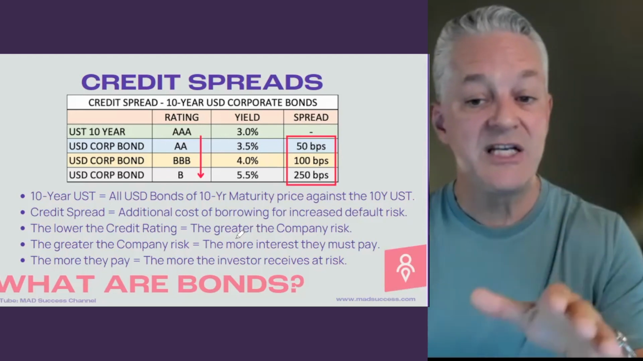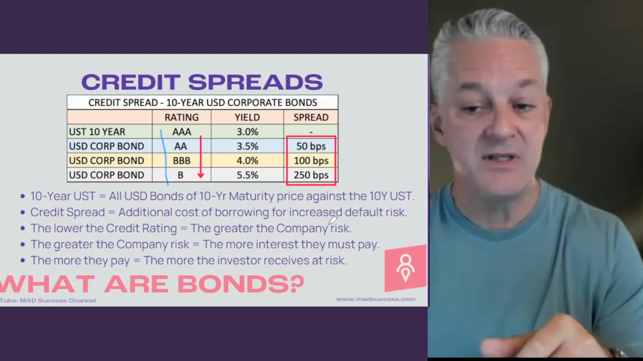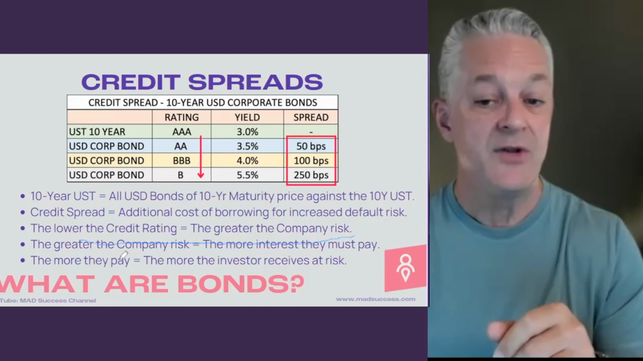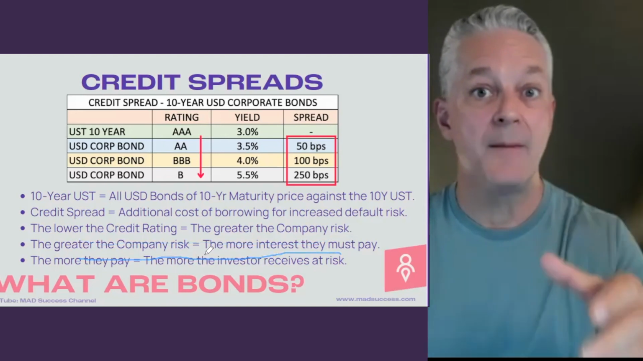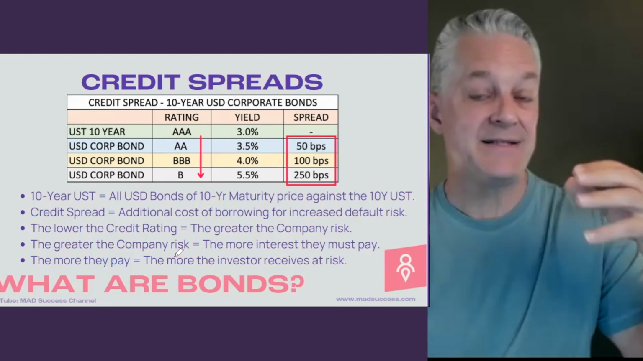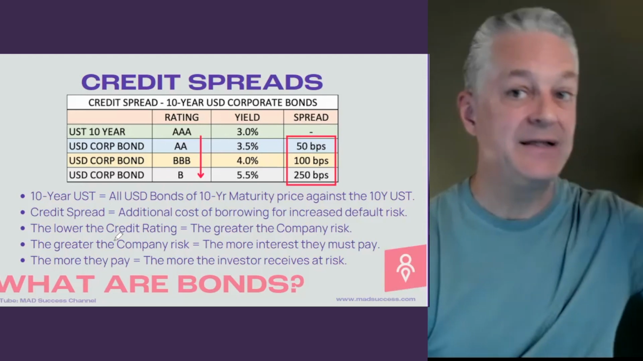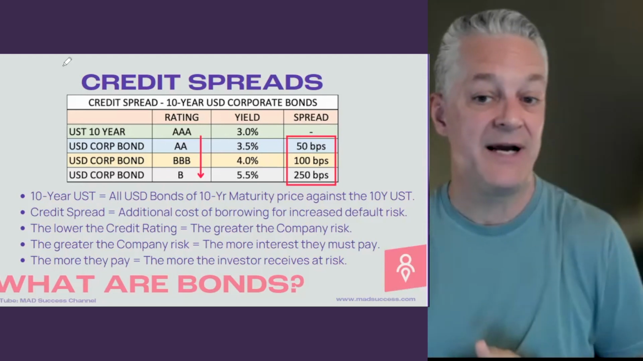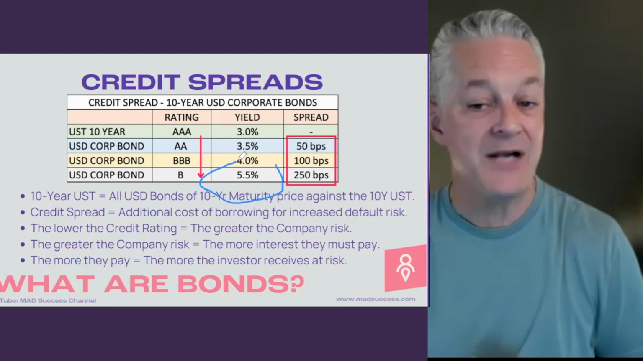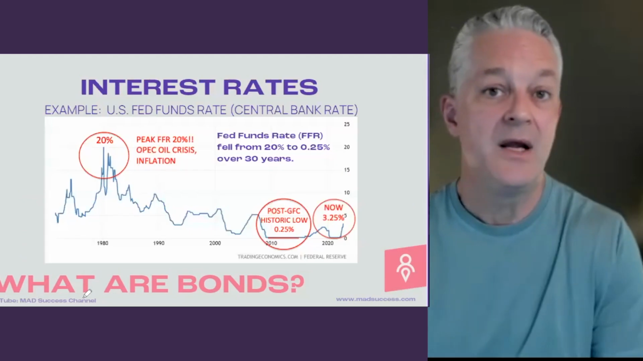Credit spreads are the additional cost of borrowing for increased default risk. So as the rating drops, the default risk increases. The lower the credit rating, the greater the company risk. The greater the company risk, the more interest the company needs to pay. The more interest they need to pay, the more you as an investor can get as a return on your investment, but you're going into much greater risk as the yield increases, right? So as you get down into deep non-investment grade junk bond territory, yes, you're getting higher yield, but you're also getting a lot more risk of potential default. And I'm going to go into some charts on that, not just this second.